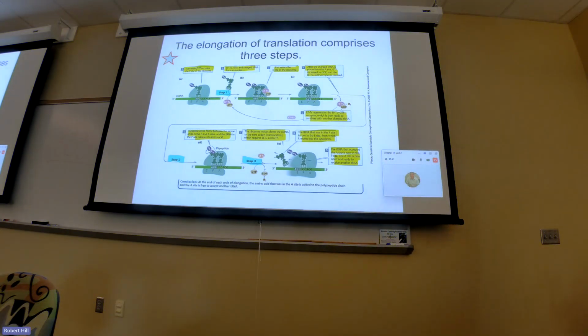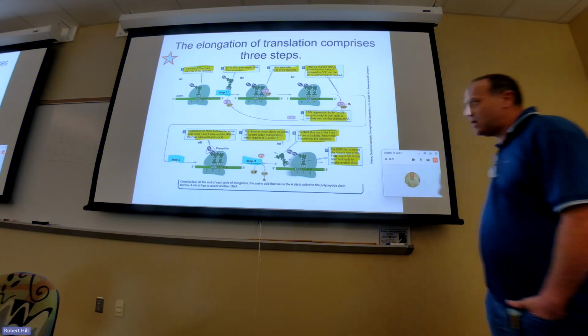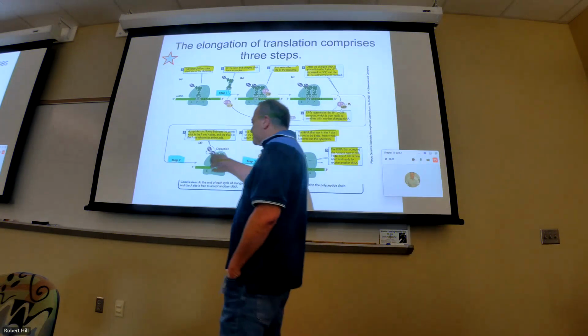All right. So after it's in the A site, GTP is hydrolyzed and EF2 gets released. So after it's released, the peptide bond forms in the large ribosome in step 2.